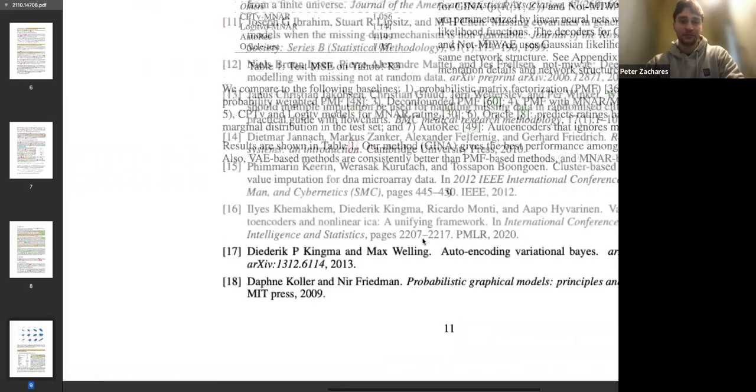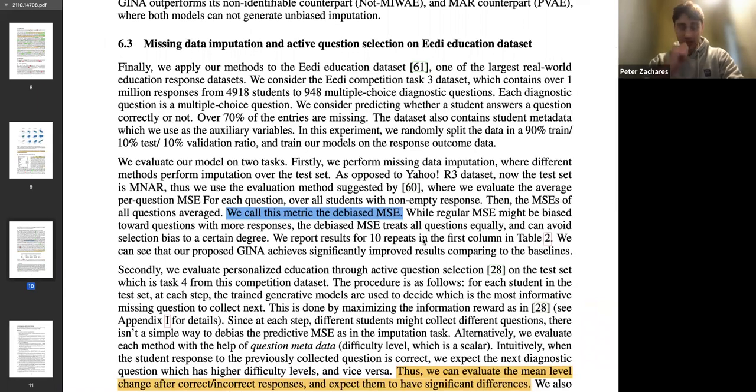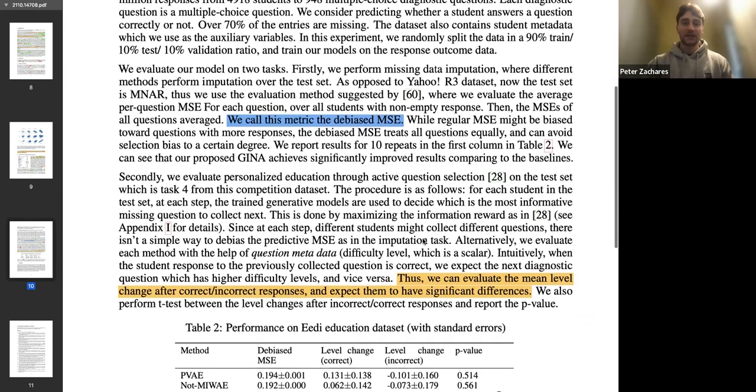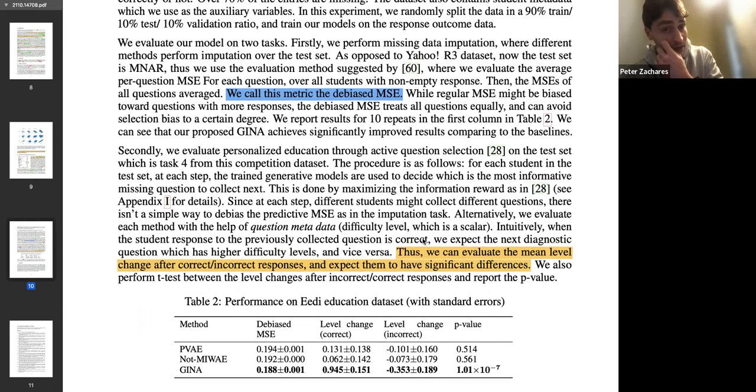And then the last experiment is around education. They have this data set of student performances on a multiple choice test, and they basically want to see how their method does on the test set at figuring out which problems a student would answer, I'm guessing, and also which ones they would answer correctly and incorrectly.